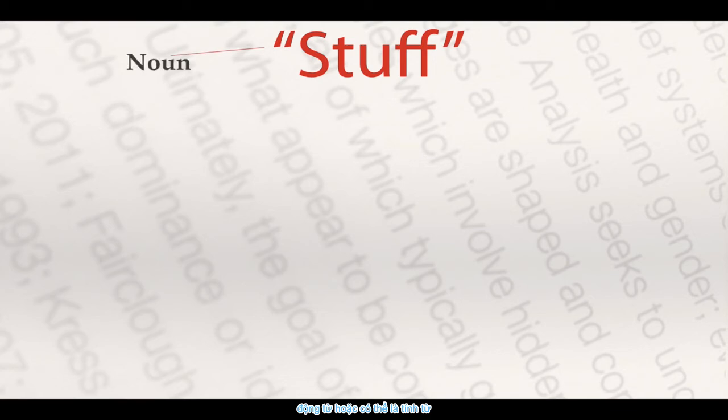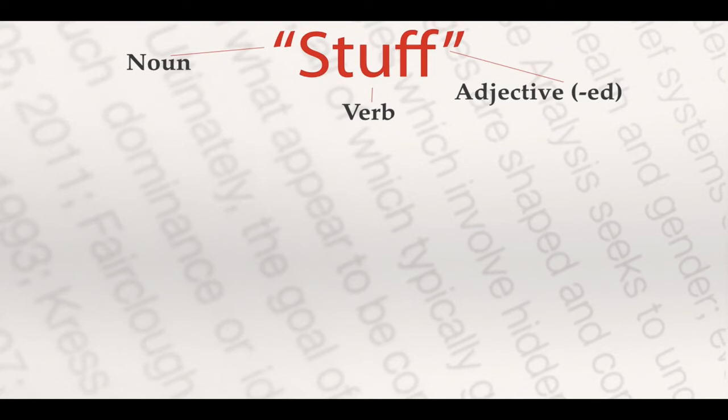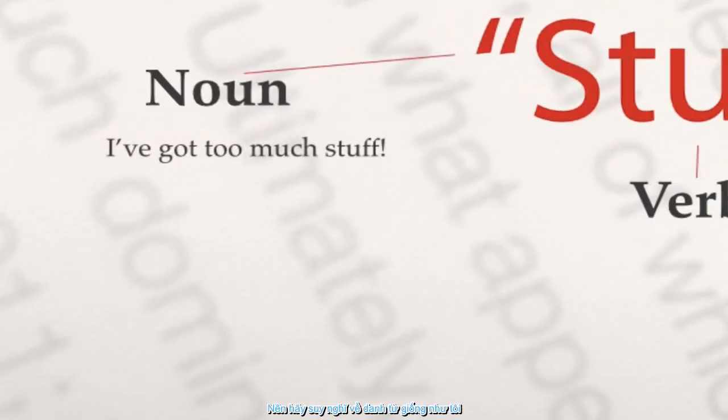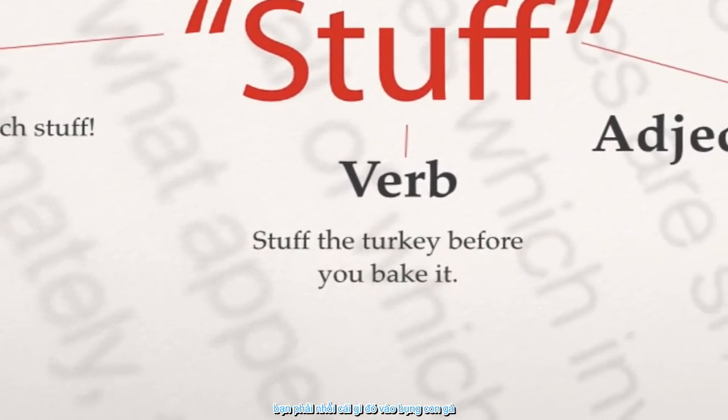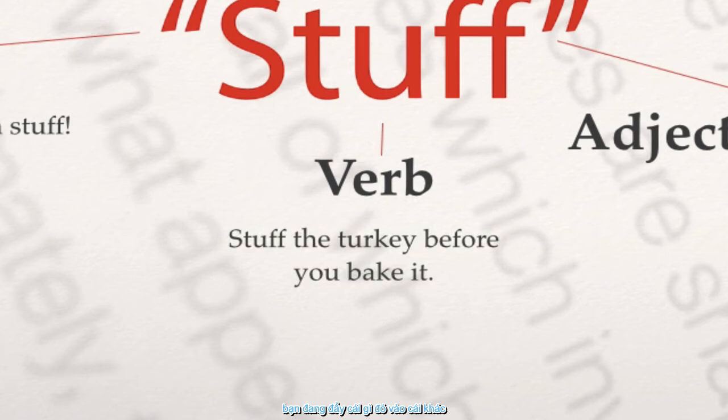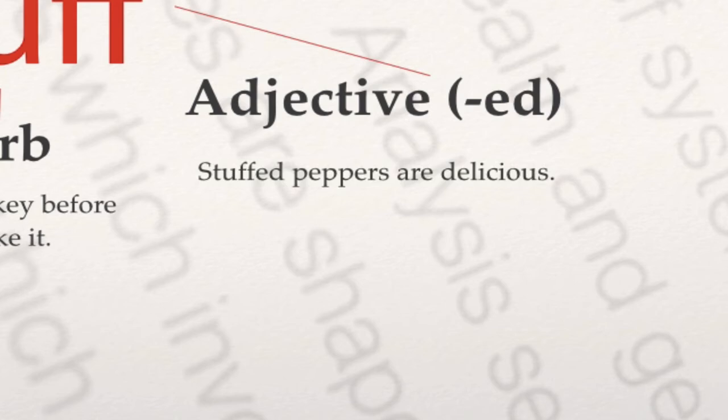So if you take a look at stuff and all the different meanings that it has, it can be a noun, it can be a verb, or it can be an adjective when we just add the affix ed. So think in terms of the noun, like I've got too much stuff. So it's this notion of stuff being possessions. Or a verb form like stuff the turkey before you bake it. So you're actually shoving something into something else. Or an adjective, stuffed peppers, right? The peppers have been treated to that verb that we just talked about, having something shoved into them.